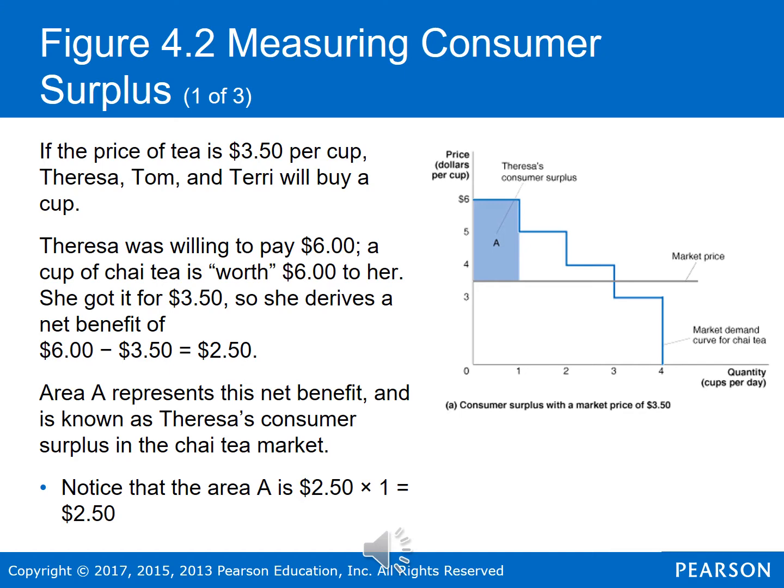So she ends up with a net benefit of the price she was willing to pay minus the price that she actually paid. So her net benefit is the $6 that she was willing to pay minus the $3.50 that she was forced to pay. So she ends up with a net benefit of $2.50. Looking at the demand curve on the figure on the right, area A represents this net benefit. So this is Teresa's consumer surplus in the tea market.